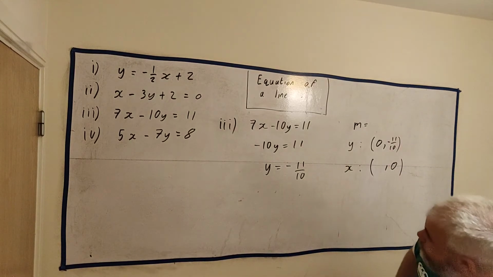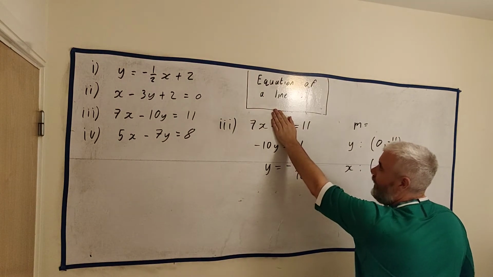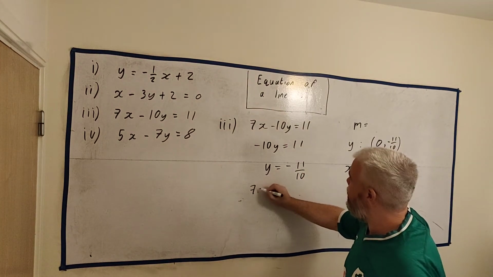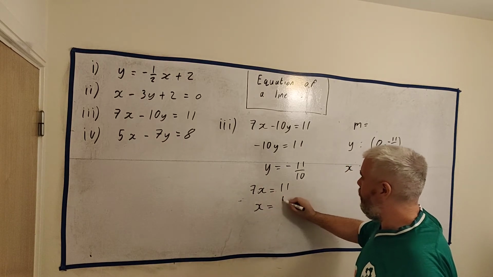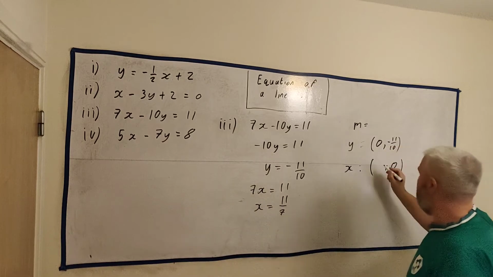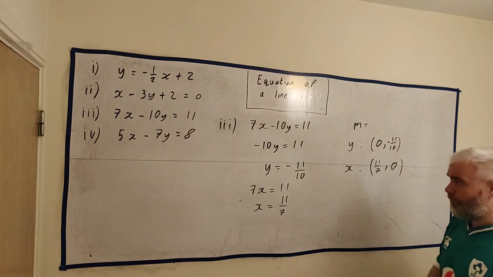Again, I can do the same with this one. y is 0. Put my hand over that and I get 7x equals 11. Well, x equals 11 over 7. 11 over 7. And we're done with those 2 points.